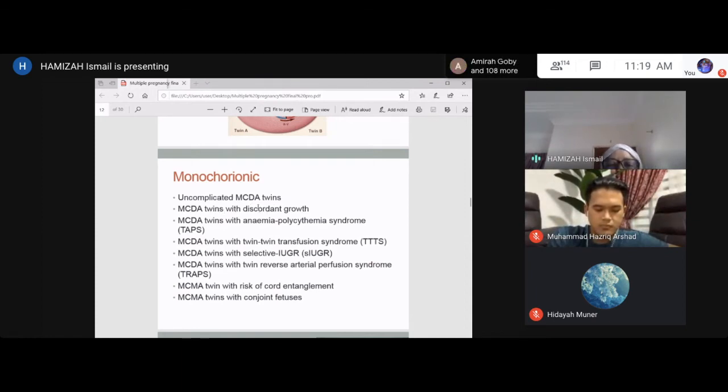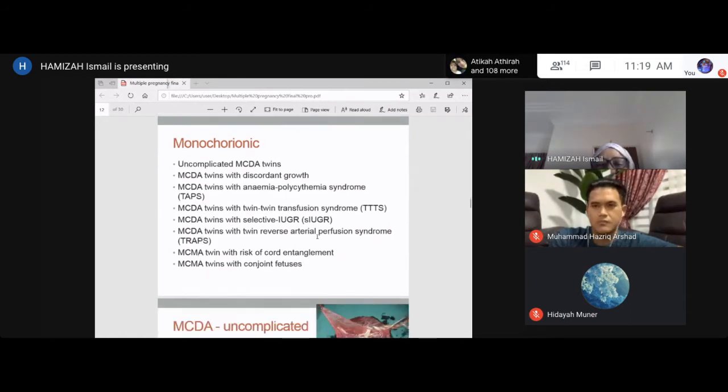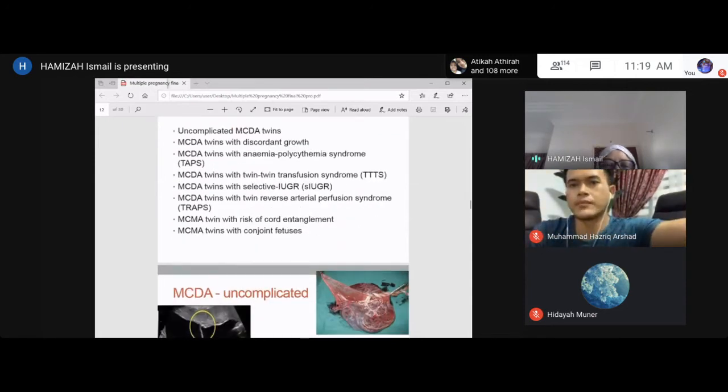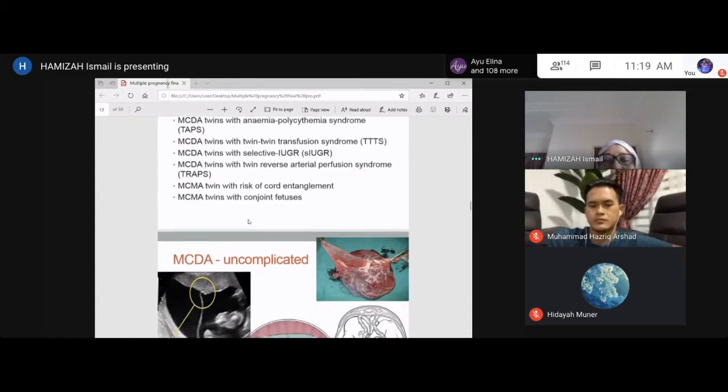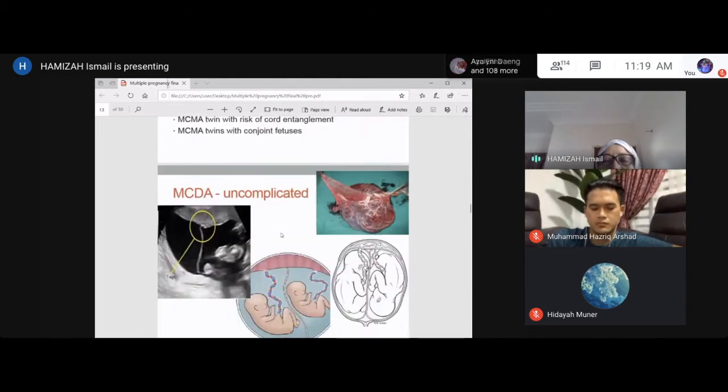MCDA twins with discordant growth, if the weight difference is less than 25%, then we call it discordant growth only. And then your MCDA twins with TAPS, with TTTS, with selective IUGR. I saw when you presented earlier, you know the pathology there. And twin arterial transfusion, MCMA with risk of cord entanglement and cord prolapse if they are allowed vaginal delivery, and MCMA twins with conjoined fetuses after day 12 of splitting.